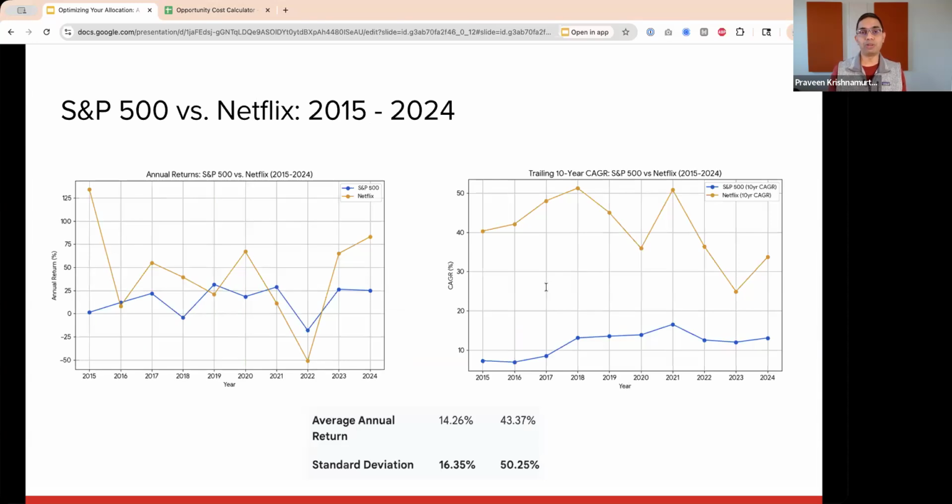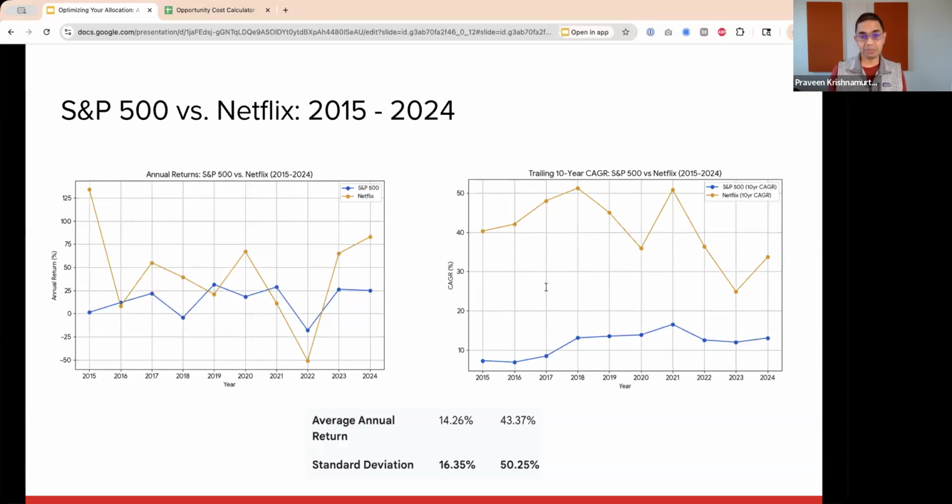Before moving on to conviction, here's a very important slide that you want to look at and understand. Here's the comparison of the S&P 500 returns against Netflix stock. On the left is the annual return, year by year, and on the right, you have the compound annual growth rate, or CAGR in short, for the trailing 10-year period, which tends to smoothen out the swings.